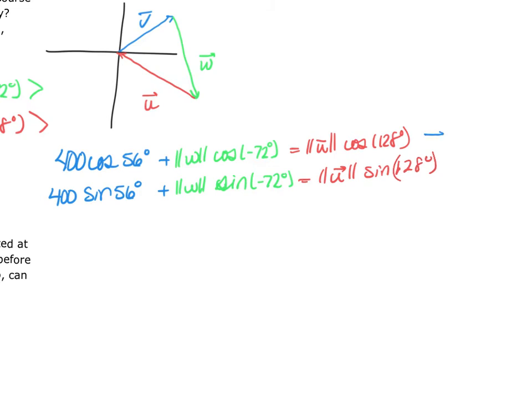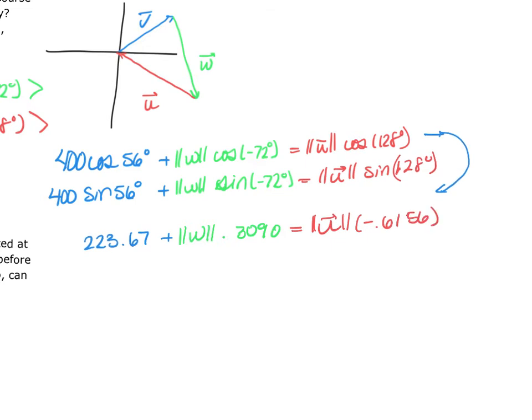is, so looking at this first equation, actually I'm going to bring it down here. My first equation is 223.67 plus the magnitude of my w, the cosine of negative 72 degrees, which is 0.3090, and this is going to be equal to the magnitude of u. I'm going to do the cosine of 128, which gives me a negative 0.6156.